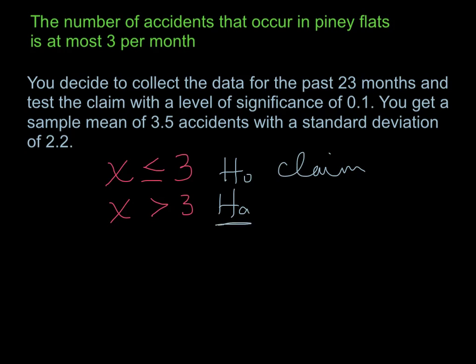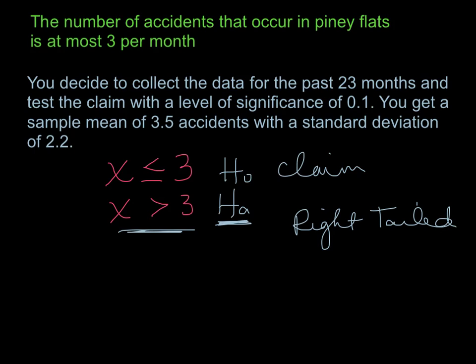Because our alternative, which is always what we look at to tell right-tailed, left-tailed, or two-tailed, has an arrow pointing to the right, the symbol is pointing to the right, that means we're conducting a right-tailed test. Okay, now it's time to finish the steps for conducting a full hypothesis test. And now we need to know if we're doing a z-test or a t-test.